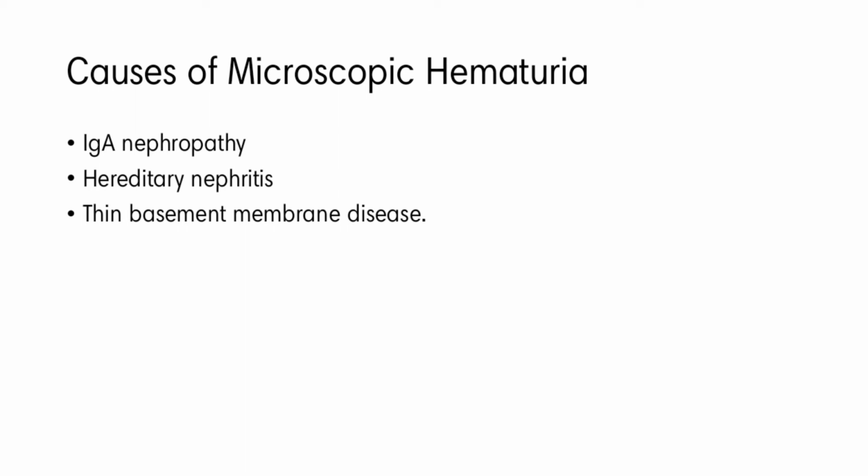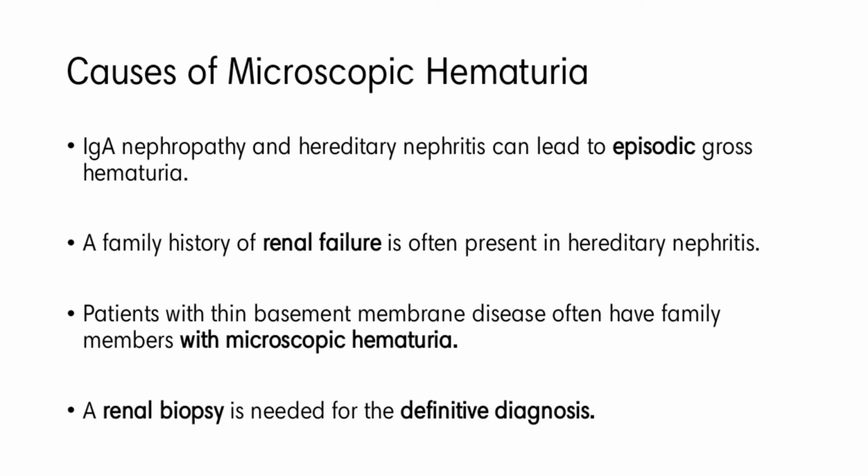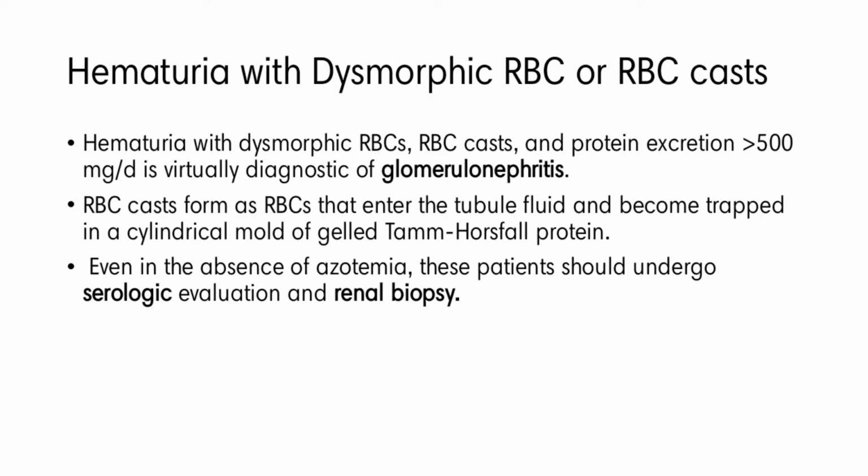Causes of microscopic hematuria: IgA nephropathy, hereditary nephritis, thin basement membrane disease. IgA nephropathy and hereditary nephritis can lead to episodic gross hematuria. A family history of renal failure is often present in hereditary nephritis. Patients with thin basement membrane disease often have family members with microscopic hematuria. A renal biopsy is needed for the definitive diagnosis.